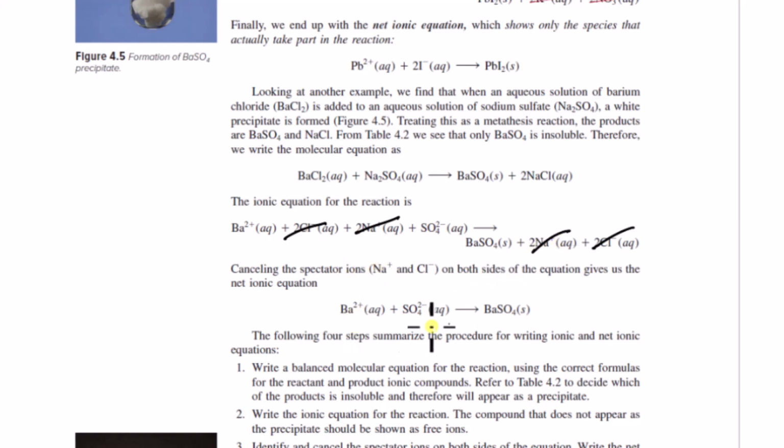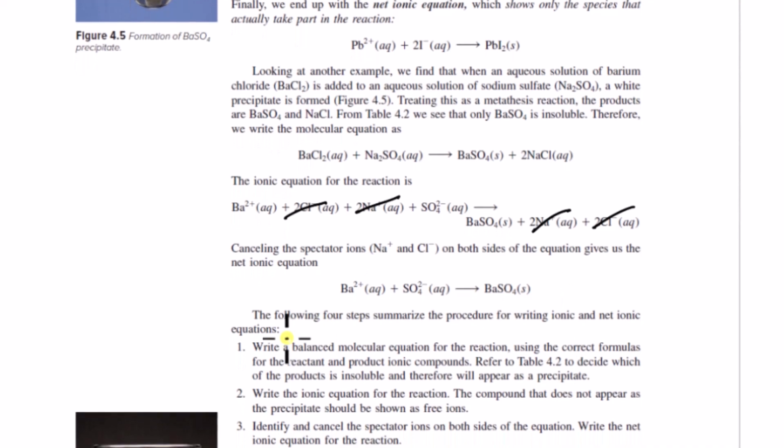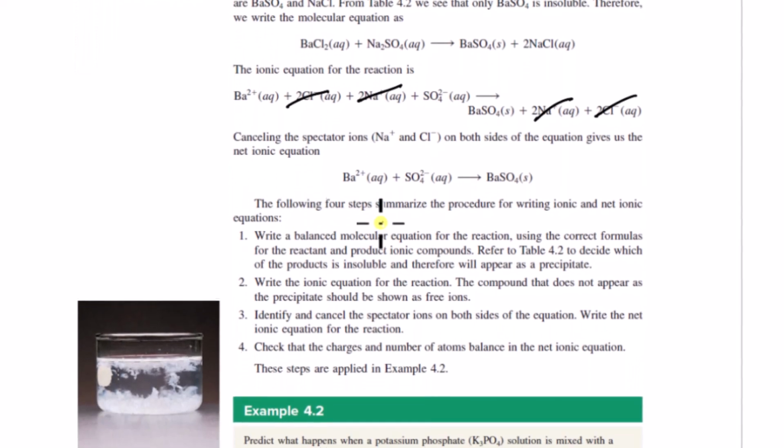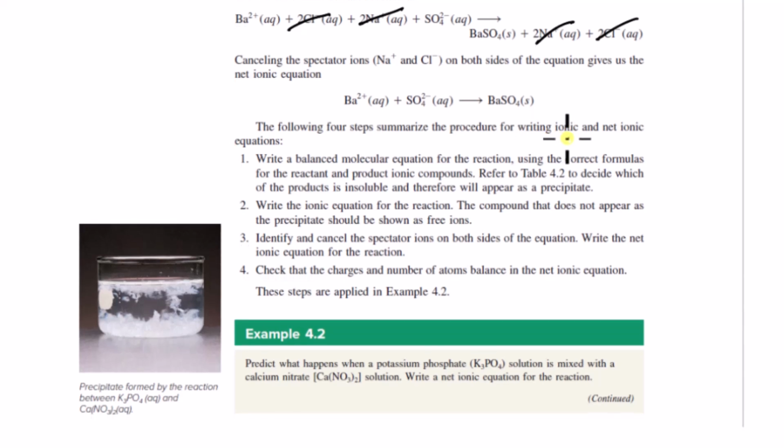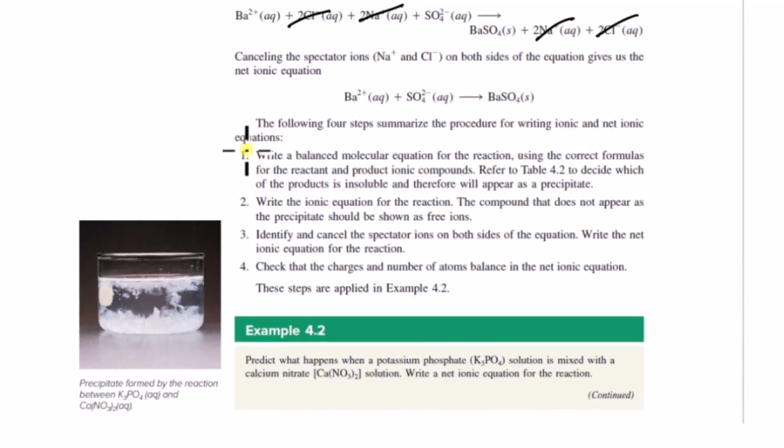Okay, so the following four steps summarize the procedure for writing ionic and net ionic equations. Right now we've only looked at precipitation reactions, but we're going to see it's a similar process with any kind of reaction in aqueous solution, except that if you're dealing with a weak electrolyte, which you're never dealing with in the precipitation equations we're studying, you don't break it up into ions. You just leave it as aqueous even in the ionic and net ionic equations.